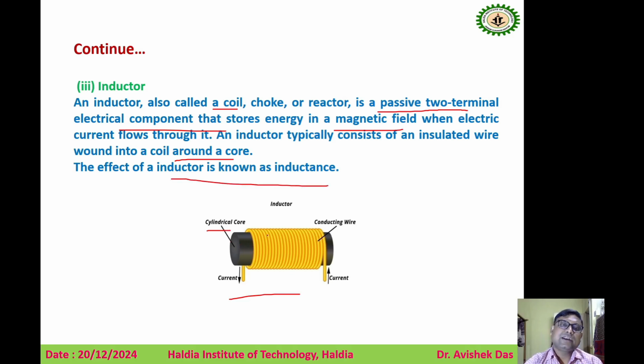So in network analysis, we only deal with the components resistor, inductor and capacitor, and some sources. The sources are the voltage source and the current source. There are two types of study: one is known as network analysis, another is known as network synthesis.